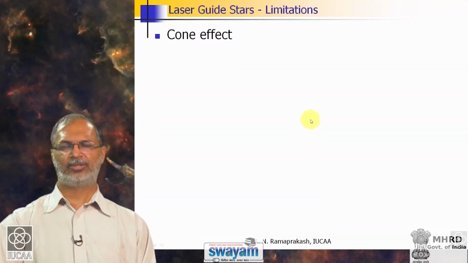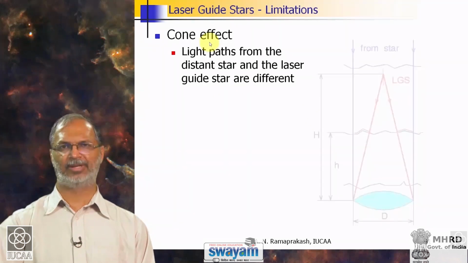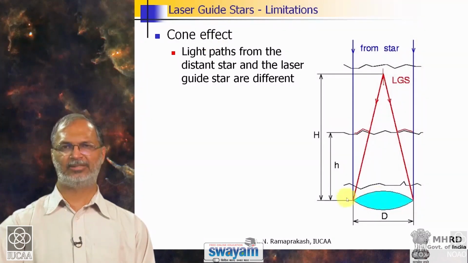Now, there is another limitation when you use laser guide stars, which is called the cone effect. What it does is the following. Assume this to be the telescope. If you put a laser at a finite height into the atmosphere, the light from the laser arrives at the telescope within this cone. However, the light from a distant object in the sky arrives on the telescope over this entire circular area. So, the turbulence in this entire circular area is not probed by the laser guide star.